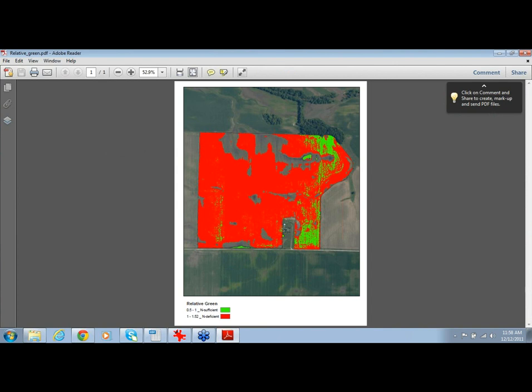One is a relative green map following Dr. Charles' method, where a map with sufficient nitrogen or deficient nitrogen is produced. And that's a relative green comparing with a 20% with higher or with a darker green color.